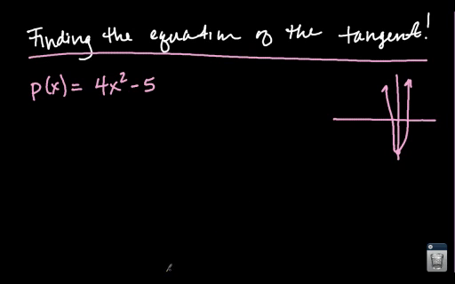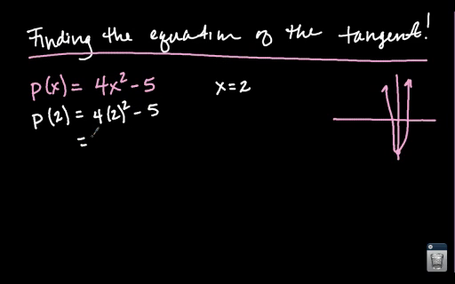All right. So let's say that I want to find the equation of the tangent when x equals 2. The first thing I need to do, if I'm going to find the equation of a tangent line, is know the y-coordinate that goes with this x value. So I'm going to put in 2 everywhere I see x to find y, or in this case p of 2.